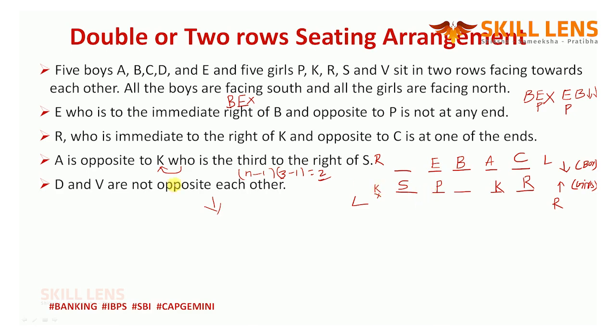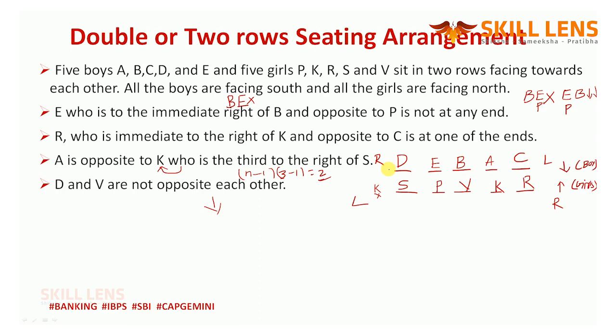If I place B here and E here, I have to place P here. Now I am left with whom? D and V are not opposite, so I have to place V here and D here. That's it, you got your arrangement. Every condition is satisfied. If you want, you can recheck.